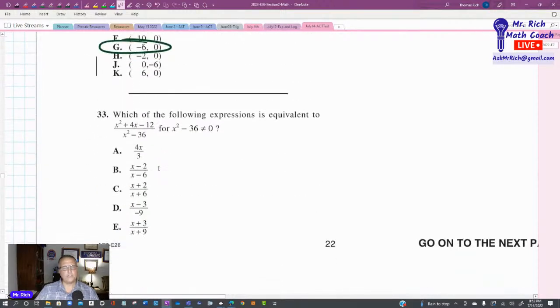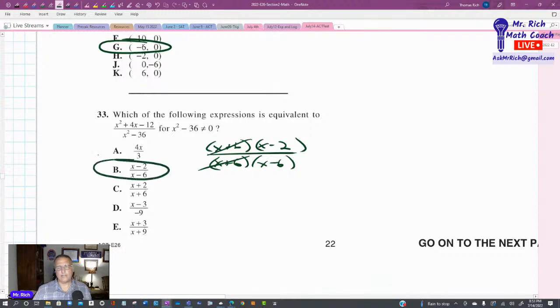32. Which of the following expressions is equivalent to this for x squared minus 36 not equal to 0? All right, this is a factoring problem, so I'm going to factor the bottom as difference of two squares. The top, I'm going to factor that quadratic. Minus 12 and a positive 4. That's going to be 6 and 2. So it looks like plus 6 and a negative 2. Those guys are gone. Goodbye. X minus 2 over x minus 6. I really like that answer. I think I'm going to stick with it.